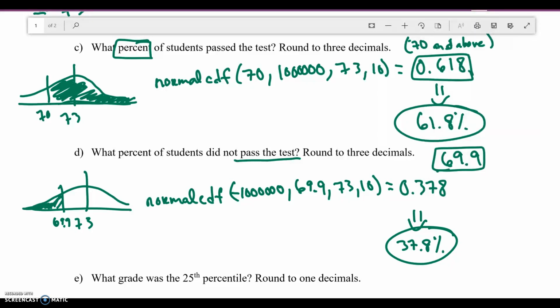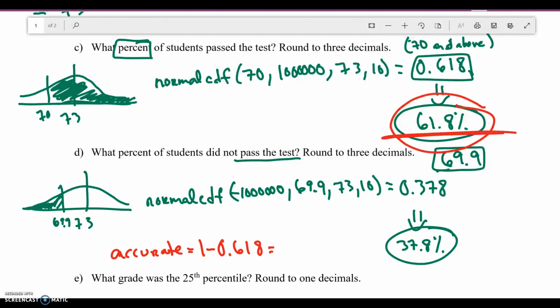Now notice that there's another way that you could have done this problem. We already know how many people pass the test. We know that 61.8 passed the test. Something else that we could have done to make it a little bit more accurate would have been to take 1 and subtract 0.618. Because if I know that these amounts pass the test, I can just do 1 minus 0.618, and what I get is 0.382. So there's two actual answers. This one's more accurate, and the reason why these two numbers are different is because there's still some numbers that are between 69.9 and 70. So we are a little bit off here, but I will accept these two answers. This one's a lot more accurate though.